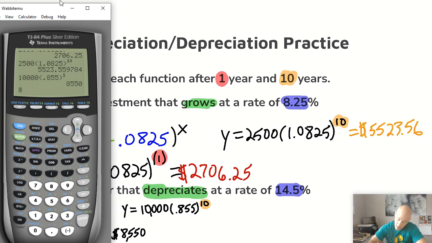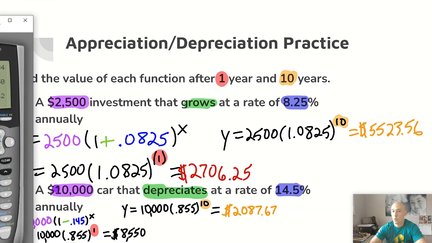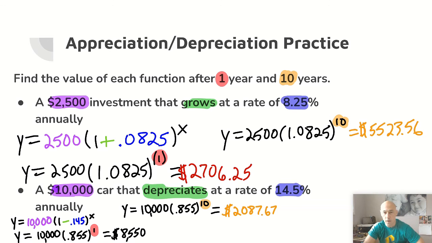Right there. And so that's going to equal, we'll go up here, copy and paste it, change it to 10, and we get, and this is sad. If you buy a $10,000 car, 10 years later, it's going to be worth about $2,087.67 cents, excuse me, because we're rounding to the hundredth, and this is 5 or greater, so we have to round up. All right. Questions on any of that work?